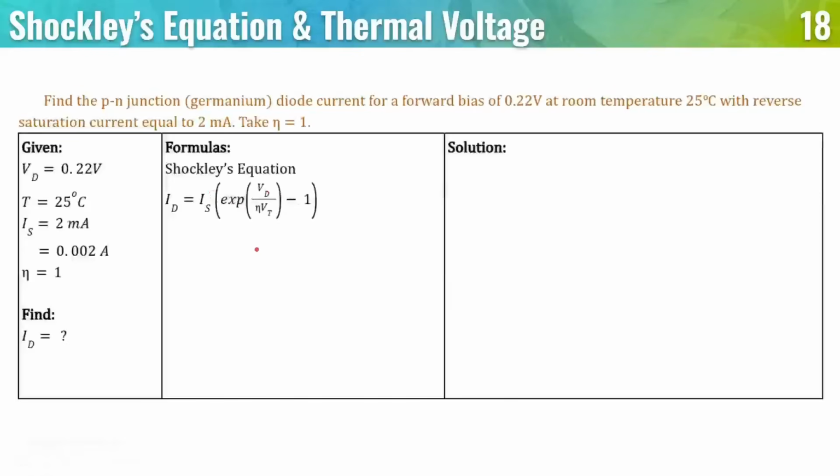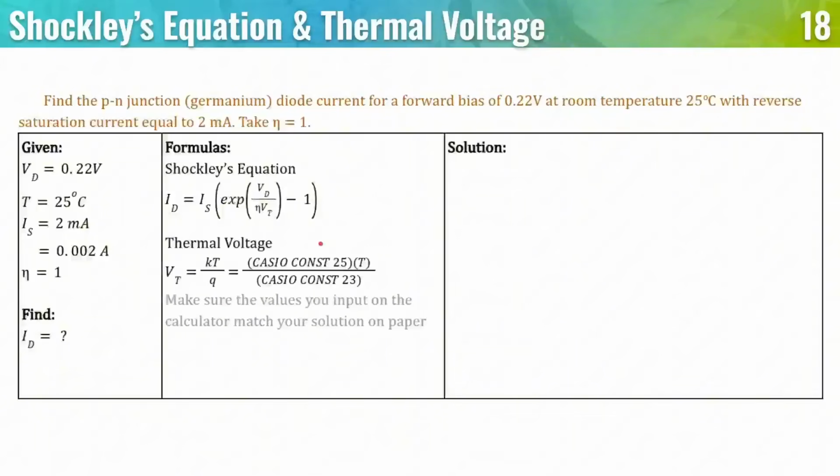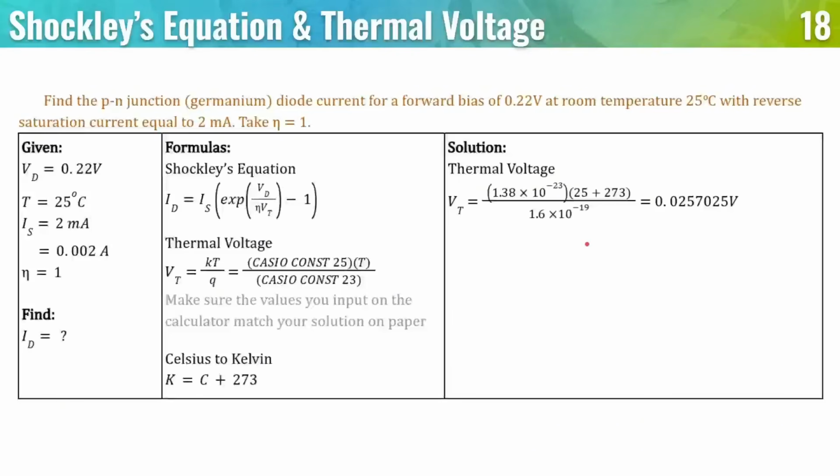So using Shockley's equation, when you write it, you have to make sure that this is not multiplied to, but rather raised to this exponent. Before we can substitute it, we don't have the thermal voltage yet, so we have to compute it first with kT over Q. We also have the conversion of Celsius to Kelvin. So the first step in the solution is to compute for the thermal voltage.